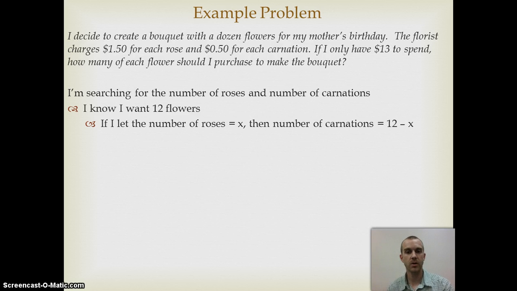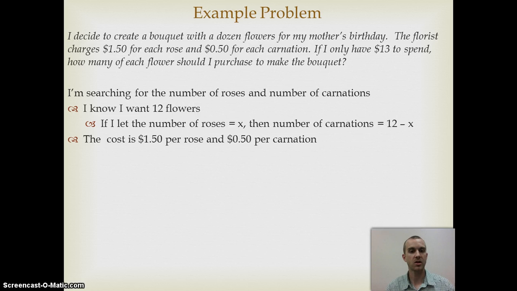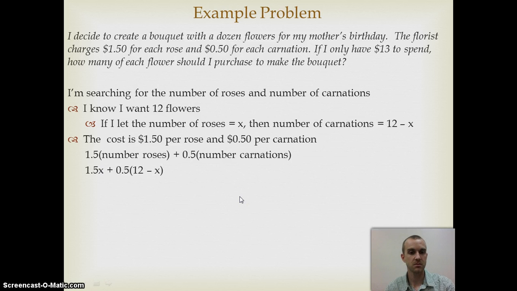I could have done it the other way and made X the number of carnations and then 12 minus X the number of roses. Either way will work, it's just you'll have to simplify a little bit differently, but the solutions will still come out the same. Now, I know that the cost is $1.50 per rose and 50 cents per carnation. Well, that means I'm going to take my $1.50 times my number of roses and 50 cents times my number of carnations. And in this case, that's X and 12 minus X.